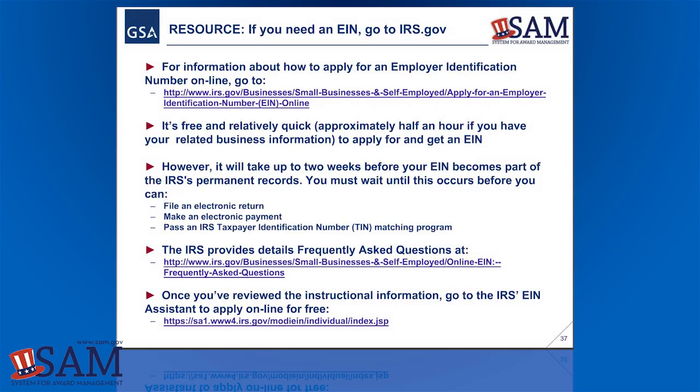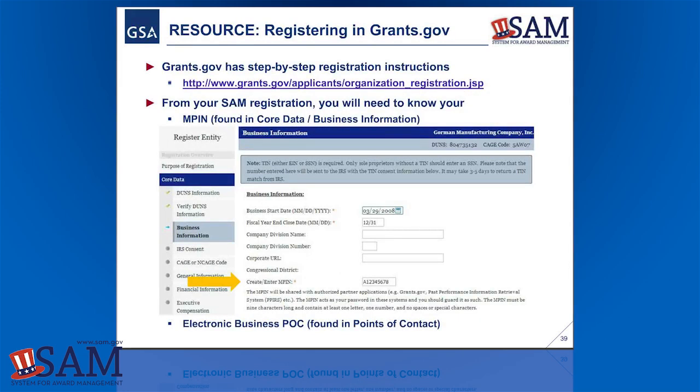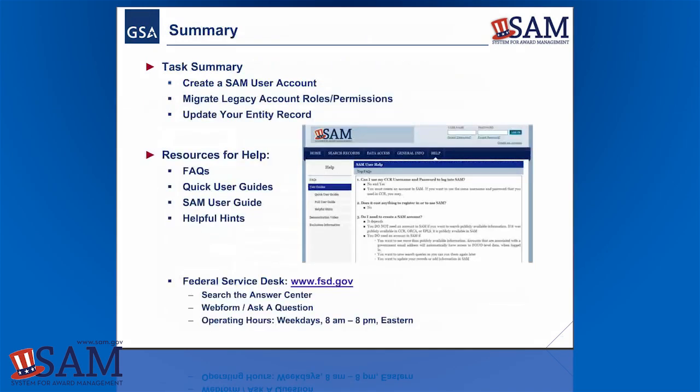This is what I promised about registering with the IRS to get an employer identification number. If for any reason you want to search to see if you have a CAGE code, this is the link where you can go do that. The grants.gov website does have very nice step-by-step instructions for how to register there. I mentioned that the MPIN is important. Once you are complete, always in your business information section, your MPIN, that's where you're going to find it. And then your electronic business point of contact is in the points of contact section.